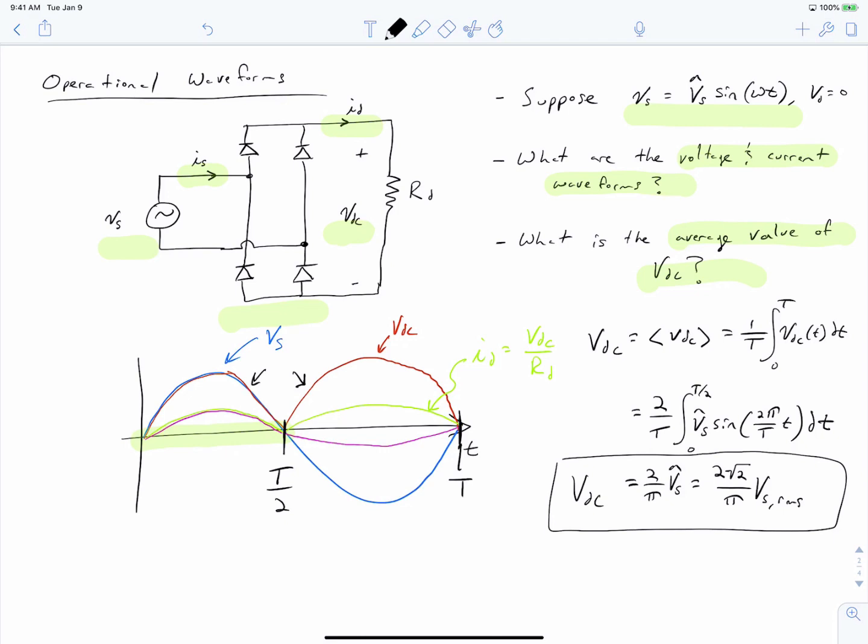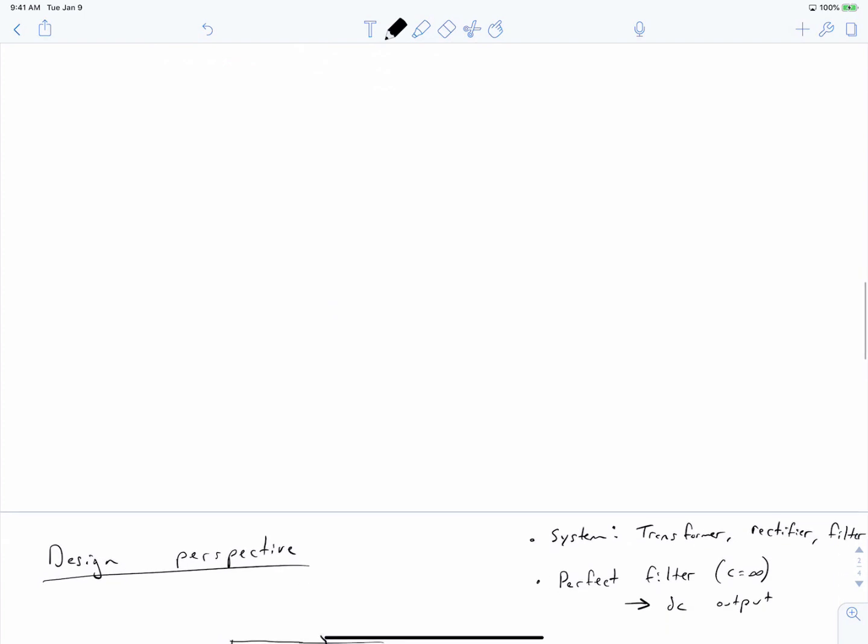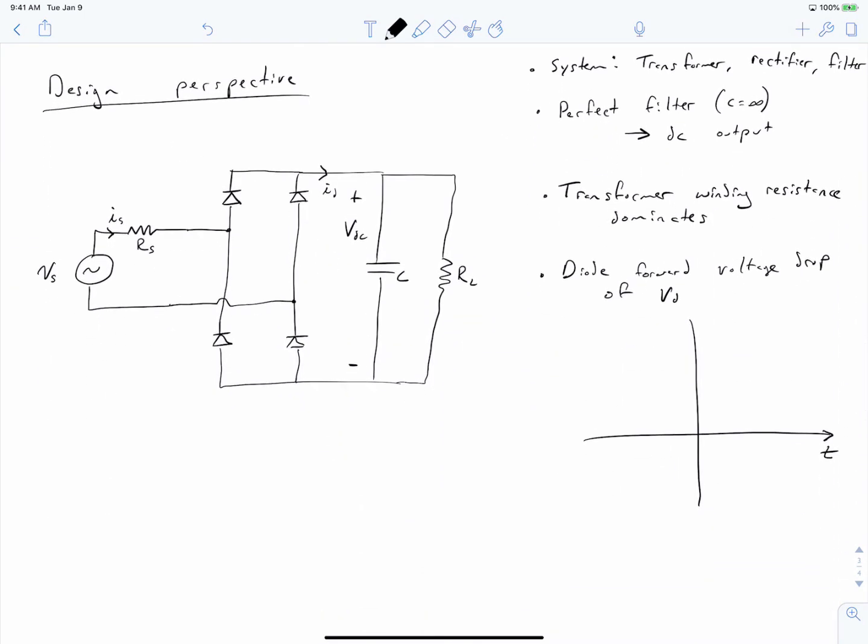But for now, you can see that we get this average value in terms of either the RMS quantity or the peak quantity. And the job of our filter from our previous block diagram is to filter this noisy DC waveform to obtain a nice smooth average value as we're calculating here. So this shows the fundamental operation of the rectifier. Let's now consider a more complete system, from the perspective of trying to design a converter. So here we're going to go from the transformer through a rectifier and output to a filter.